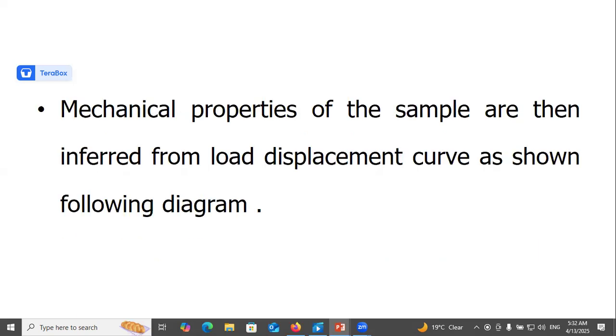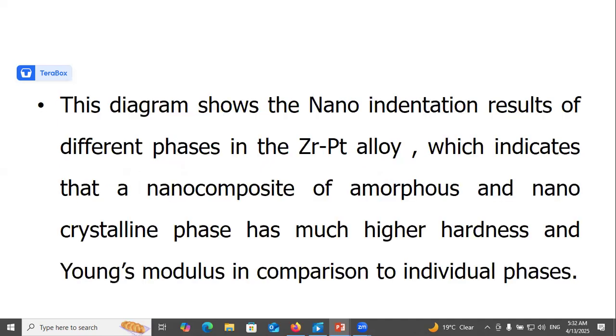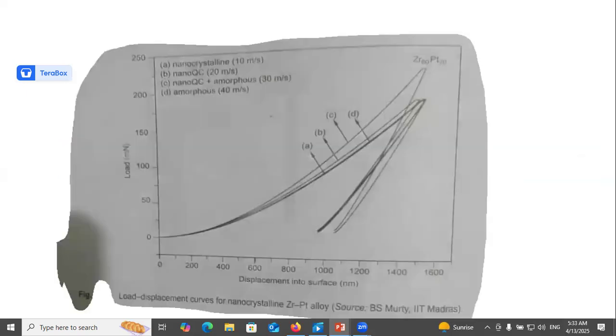Mechanical properties of the sample are then inferred from the load displacement curve as shown in the following diagram. The diagram shows nano indentation results of the different phases in the zirconium platinum alloy, which indicates that the nanocomposite of amorphous and nanocrystalline phase has much higher hardness and Young's modulus in comparison to the individual phases. Here is the nanocrystalline, the amorphous, and the low displacement curves for the nanocrystalline zirconium platinum alloy.